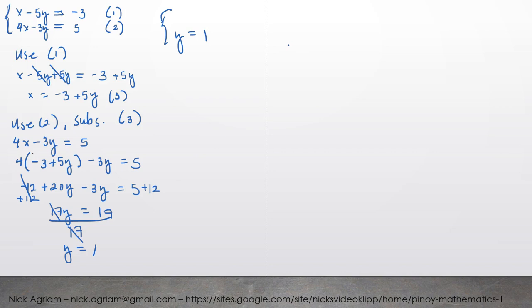And then, like what I said, use 3. The easiest way, because you already solved it. Just substitute the value of y. So x is equal to -3 plus 5 times 1. Then x is equal to 2. You can check the answer if it's correct. Let's try more.